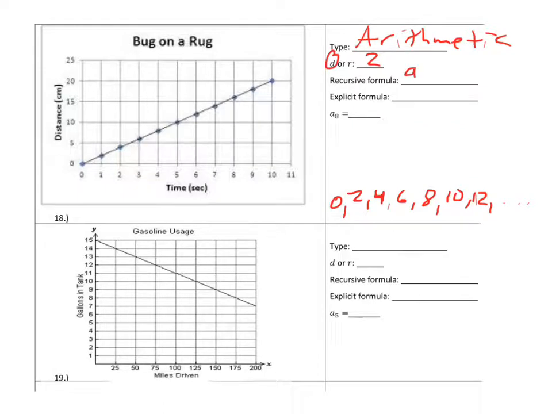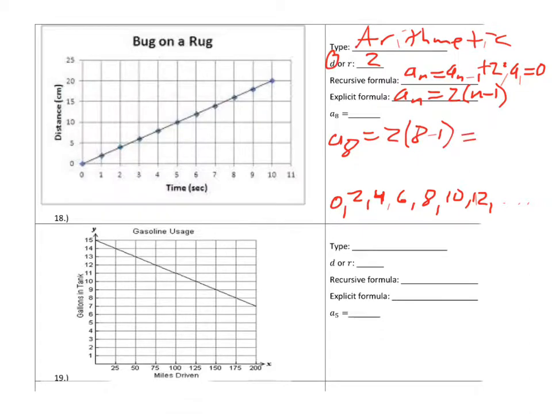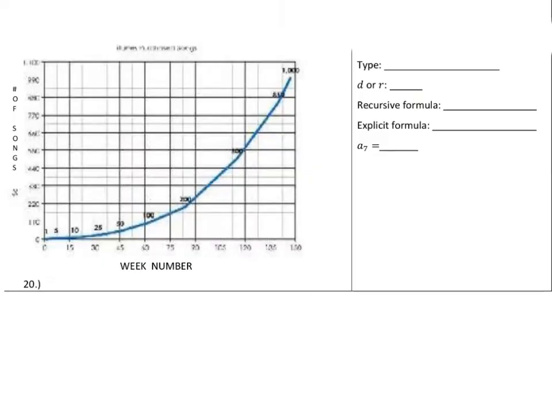So on your recursive formula, you're going to have a sub n equals every term is the previous one plus 2, and a sub 1 is 0. The explicit one is going to be a sub n equals 2 times n minus 1, and you're adding 0 on the end, so it really doesn't do anything, just leave it like that. If you want to get a sub 8, you're going to plug 8 in for your n value. 8 minus 1 is 7 times 2 is 14, so a sub 8 is 14. And that brings us to number 20.